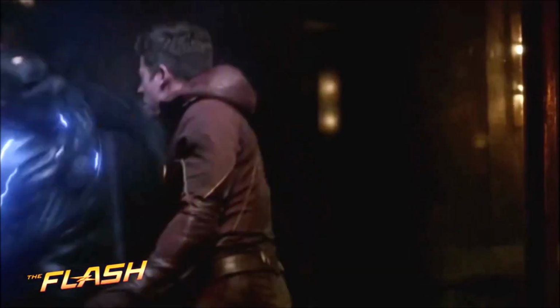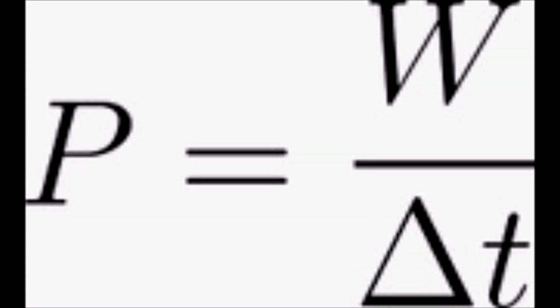The power it took Zoom to snap the Flash's back can be found using the equation P equals work over time. To find the work, we would use the equation W equals F d cos theta. Time is just how long it took Zoom to snap the Flash's back. Power is measured in watts, or joules per second.